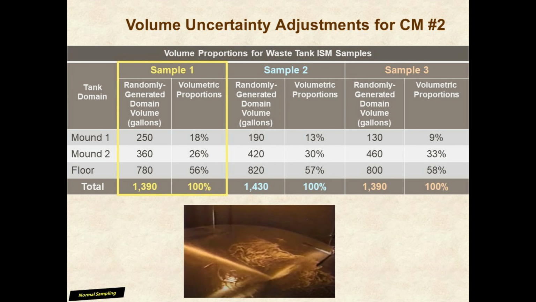This table expands and summarizes the results of applying the volumetric uncertainty adjustments seen in the previous slide to all tank samples in all domains. The results from the previous slide appear here along with the corresponding calculations for ISM samples 2 and 3. SRS factors the volumetric uncertainty calculated here into the upper confidence level calculation for the ISM sample that goes into the residuals inventory report.